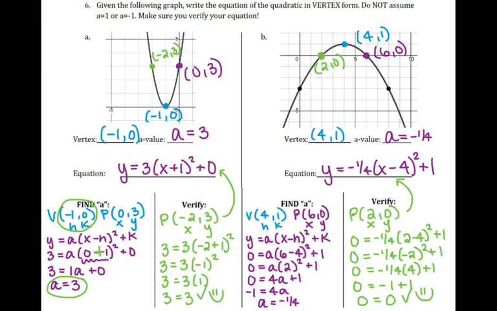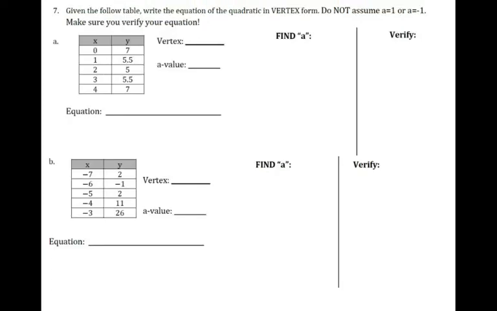So that's how you write equations when you're given a graph. Now let's look at what happens when you're given a table. When you're given the graph, it's pretty easy to find the vertex. You can visually see it. It's at the top of the parabola or the bottom of the parabola. When you're given a table, what you are going to be looking at is your y values.